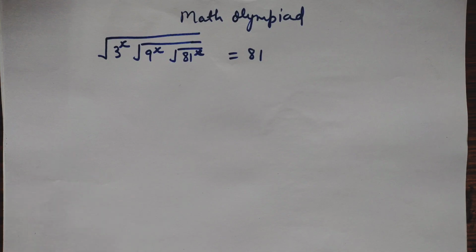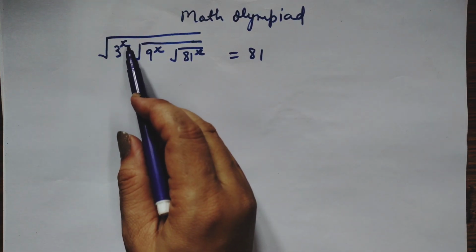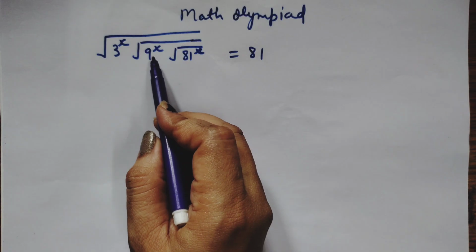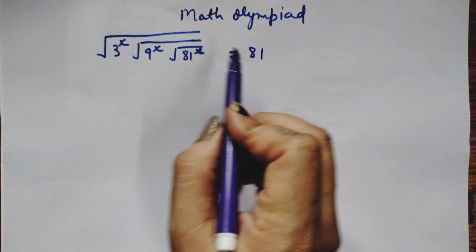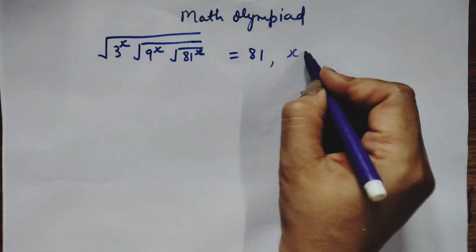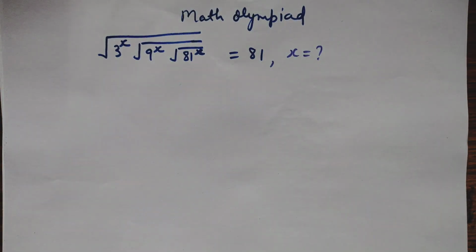So in this question you can see root 3 raised to the power x, and under root of 9 raised to the power x, then again root of 81 power x equal to 81, and we need to find the value of x here. So how to find the value of x? There are two methods for solving this question. First of all, we'll do the first method.